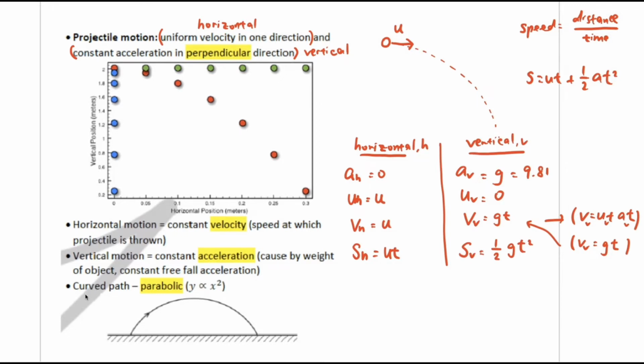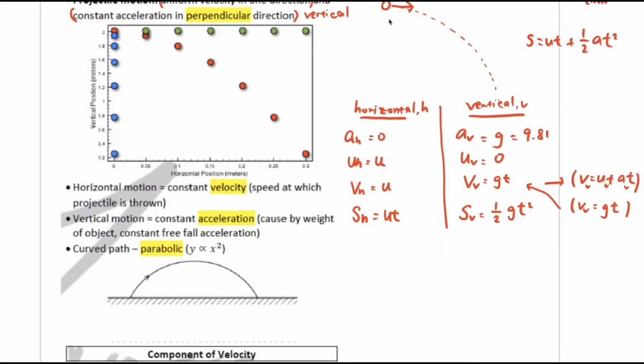Now we have the second type of projectile motion, which is this way. You don't throw your ball horizontally, but you throw your ball at a particular angle, pointing upwards. And then it will just move as a curve and come down. So this is a parabolic shape, and it follows a quadratic, y proportional to x squared.